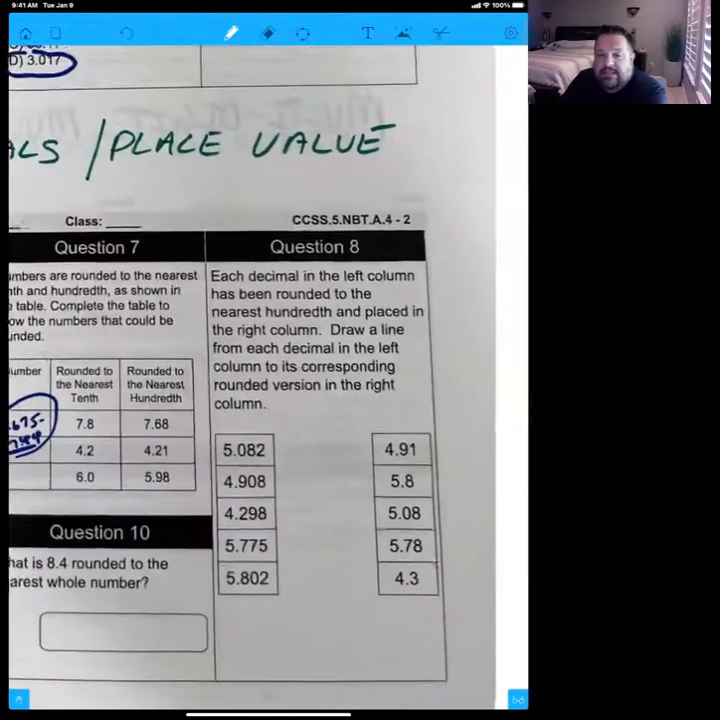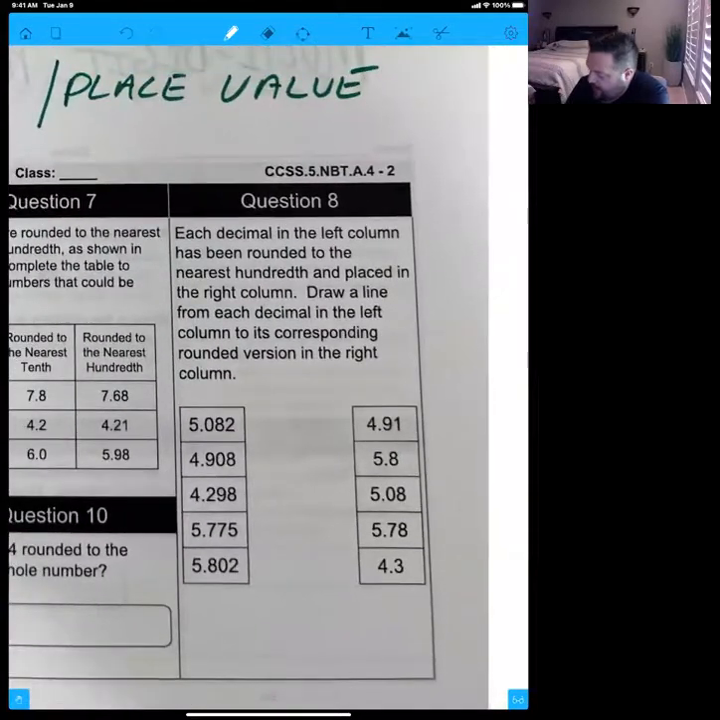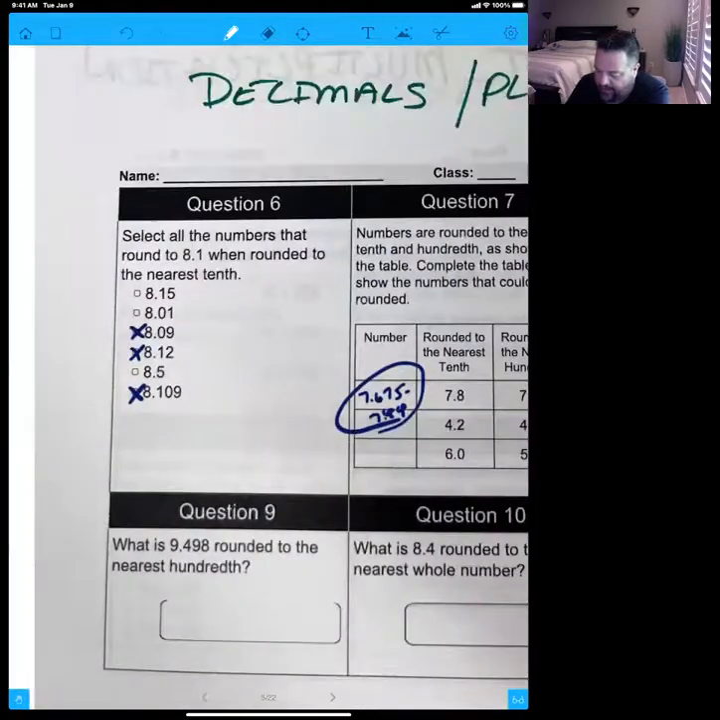All right, take a second and read number 8 and just write those numbers next to each other, the ones that go together. Okay, if you read this and solved this, you should see these two numbers next to each other. You should see these two numbers next to each other. You should see these two numbers next to each other, and these two. All right, looking at number 9, do number 9, pause the video.